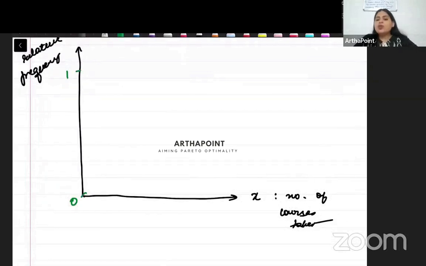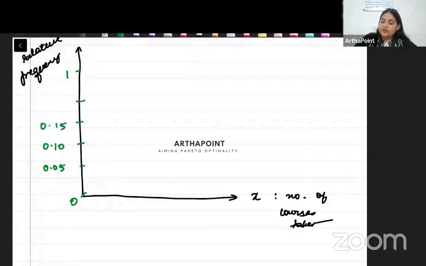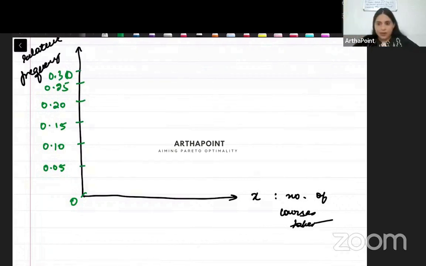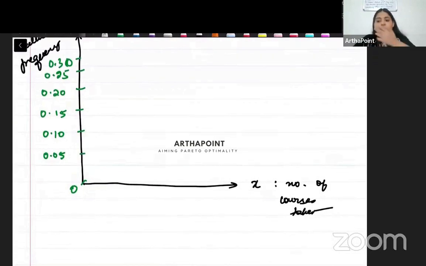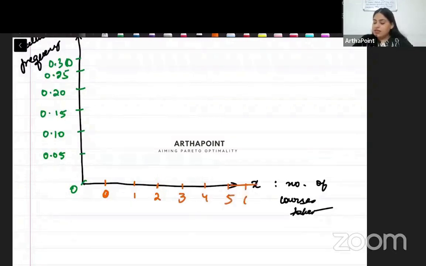And you can go ahead and assign some intervals. So maybe I can say, okay, 0.05, 0.10, 0.15, 0.20, 0.25, 0.30. ऐसे करके you can go till 1. Now, what am I going to do? My values also, beta, are between 0 to 6. So I will write 0 here. It's a value. 1 here, 2 here, 3 here, 4 here, 5 here, and 6 here.